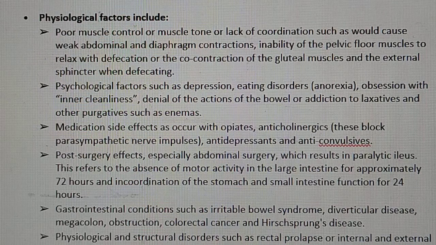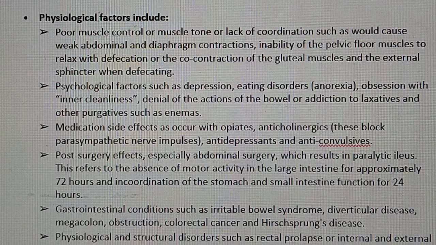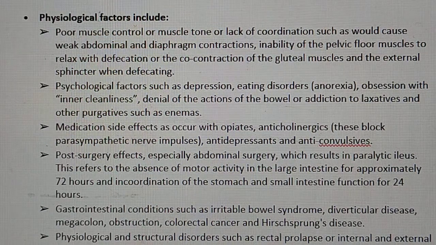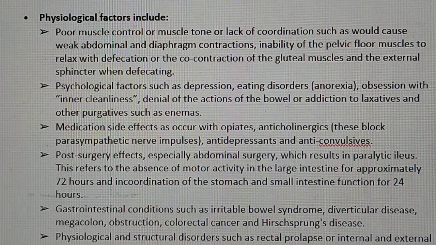Now, post-surgery effects, especially abdominal surgery. So if you undergo abdominal surgery, it will result in paralytic ileus, pertaining to paralysis in the ileum. This refers to the absence of motor activity in the large intestine for approximately 72 hours and incoordination of the stomach and small intestine function for 24 hours. So after abdominal surgery, you're going to be experiencing constipation. So I guess this is normal.